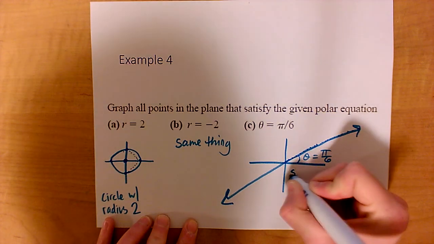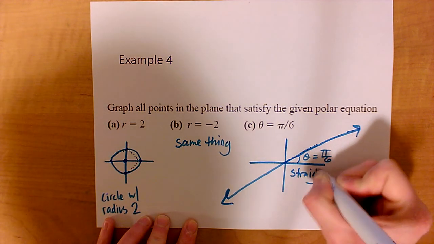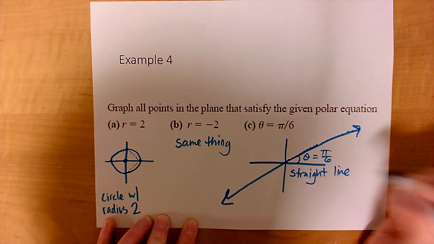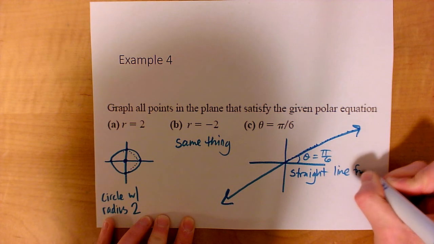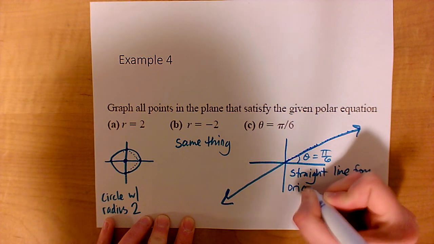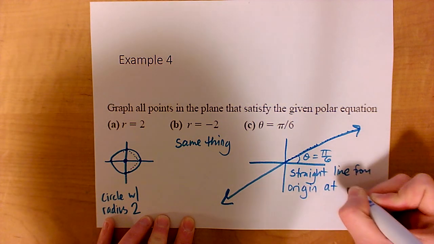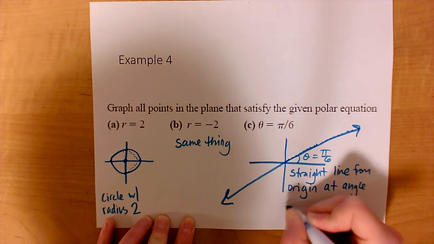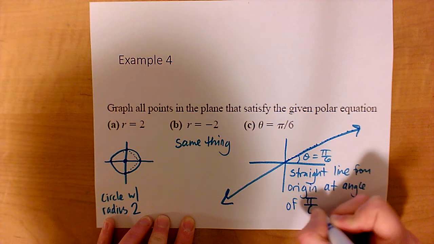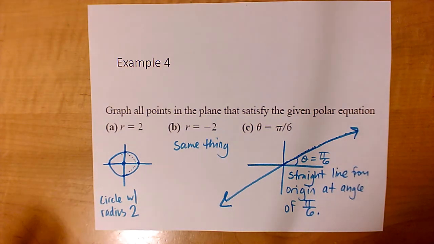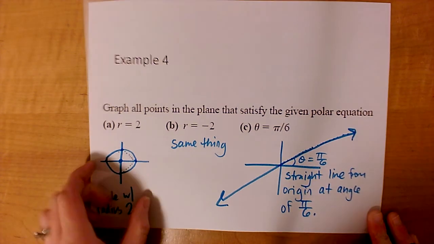So we could say how we would describe this is just a straight line from the origin at the angle of pi over 6. Okay? And so that's example 4.